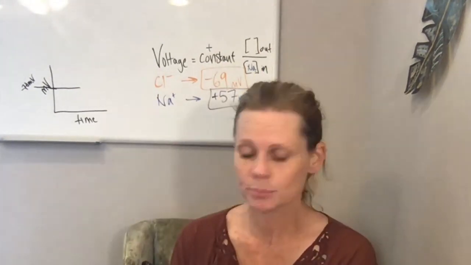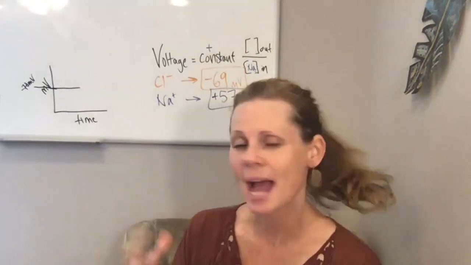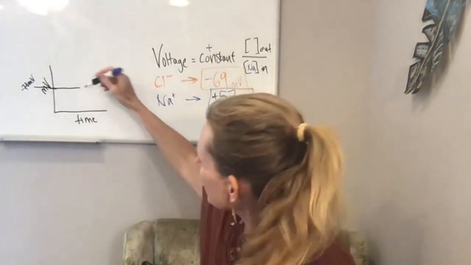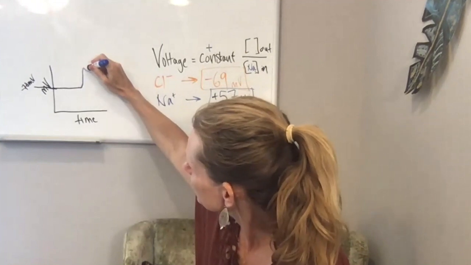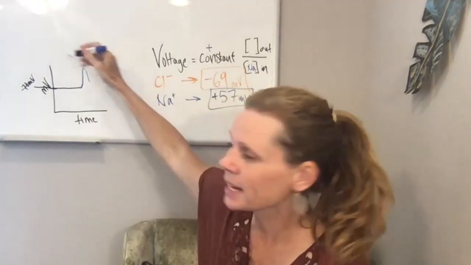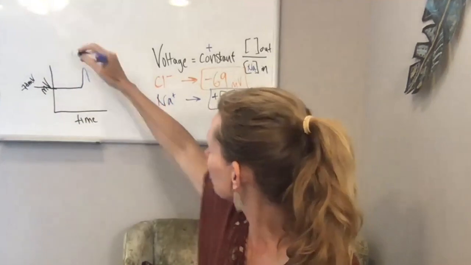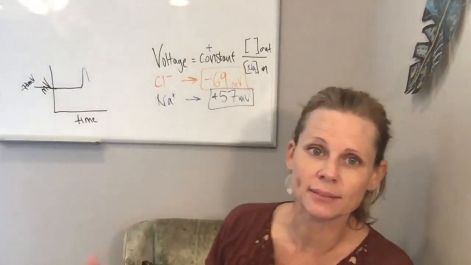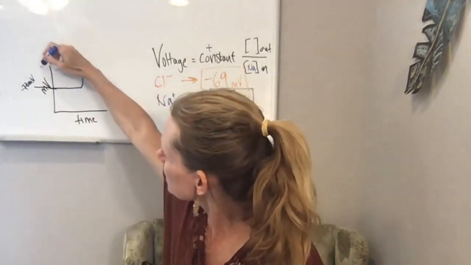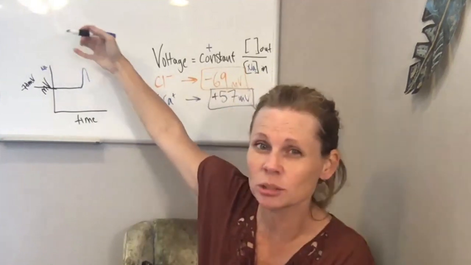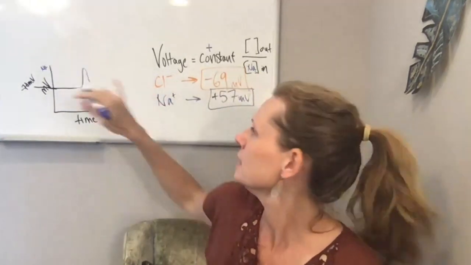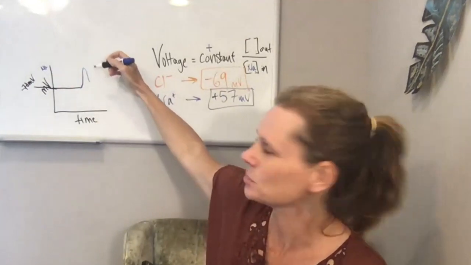Okay, why is this important? Because we said that when an action potential happens, we actually have a spike up, okay? And this spike up is going to go pretty close to positive 57. So this is kind of where you expect sodium to actually be freely moving if this is what's actually happening in the action potential.